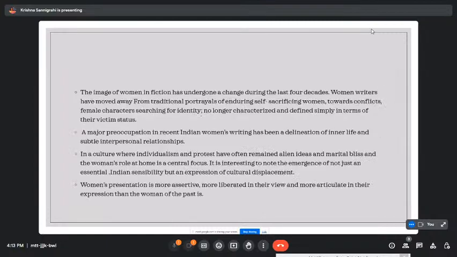The image of woman in fiction has undergone a change during the last 4 decades, wherein women writers have moved away from traditional portrayals of enduring, self-sacrificing women towards conflicts, female characters searching for identity, no longer characterized and defined simply in terms of their victim status. So their victim status has been in post-colonial writing as the subaltern among subalterns, wherein the men are the subalterns and the women are the subalterns amongst subalterns.